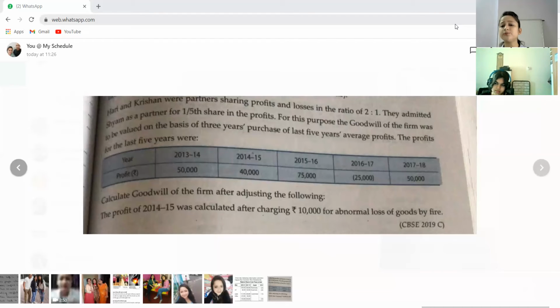Now you want to remove that abnormal loss. Then what happens? Your profit will increase. If you remove this abnormal loss from your PL, your profit will increase. So you will add 10,000 in 1415 profit 40,000. So we will now make a table. Write calculation of correct profit. First we have to find the correct profit of the business.